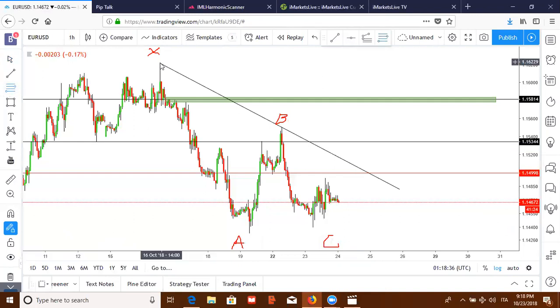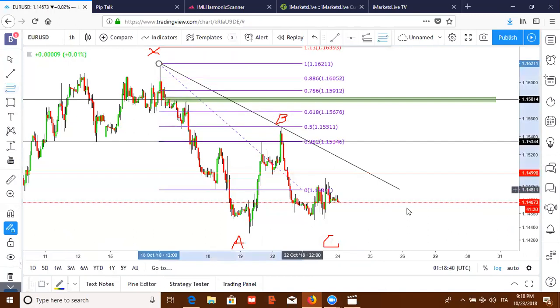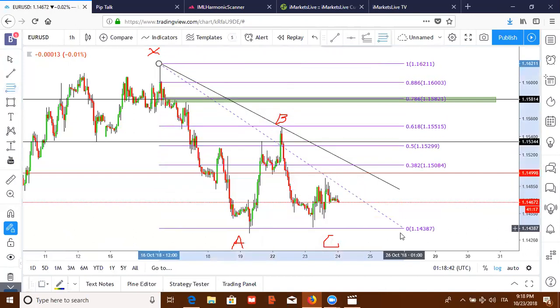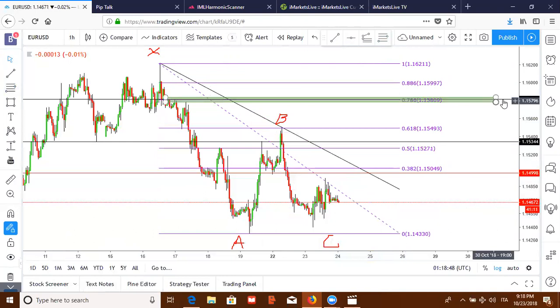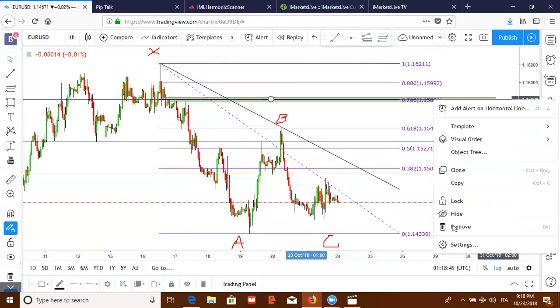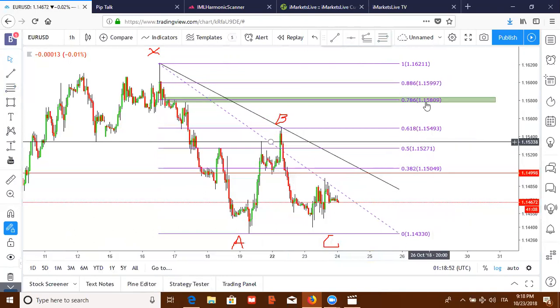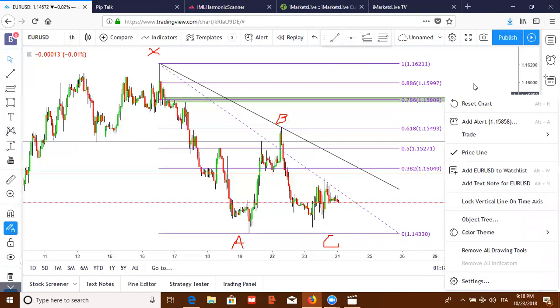So now what I want to do is take my fib from my X leg all the way down to my A leg. And I'm looking for a 78.6. I already have a line right here, so let me delete that line real quick. I'm looking for a 78.6, and I have this zone right here also. I'm looking for a 78.6 completion. Let me delete this also.